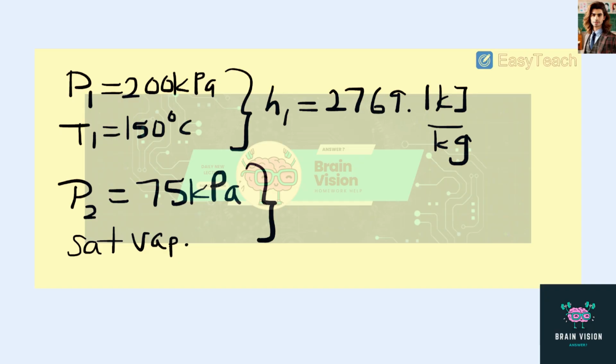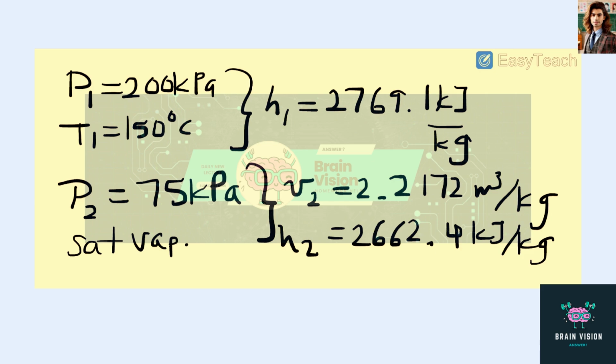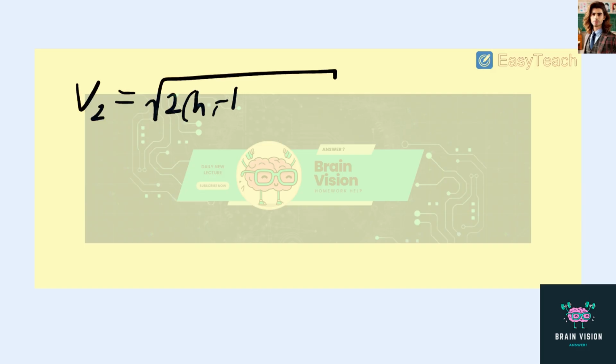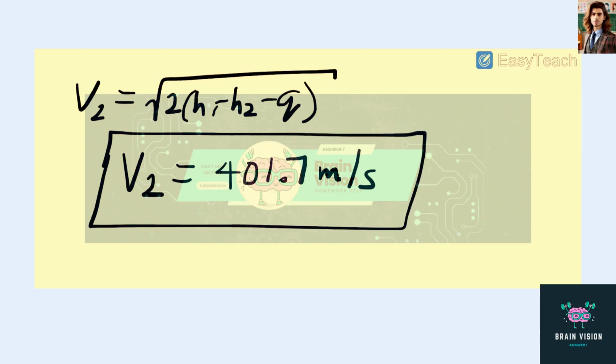Therefore, we know that the exiting specific volume is going to be equal to 2.2172 meters cubed per kilogram, and the exiting enthalpy will be 2662.4 kilojoules per kilogram. We can actually go ahead and substitute these quantities into our expression for velocity, which was equal to the square root of 2 times (h1 minus h2 minus q). So by plugging in all of those quantities we got from the table and the problem statement, we'll see that we have an exit velocity equal to 401.7 meters per second. So that is one part of our final answer.